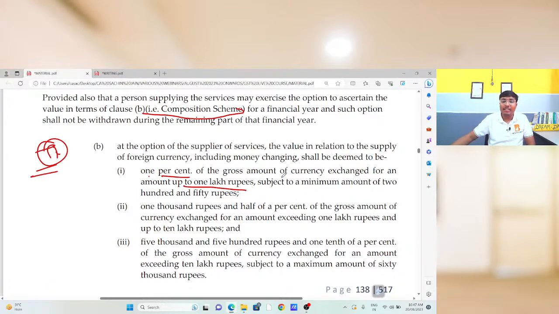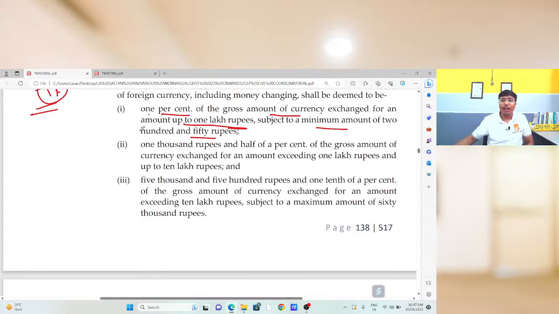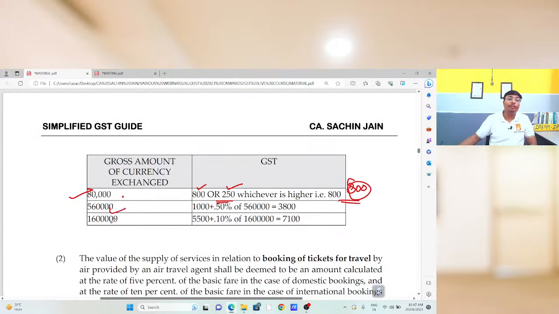So 1% of the gross amount of currency exchanged, for an amount up to 1 lakh rupees, subject to a minimum amount of 250 rupees. Suppose I want to convert 80,000. In that case, 1% of 80,000 is 800, or 250 subject to a minimum of 250, whichever is higher, so 800 rupees will be my value of supply. If I want to convert an amount more than 1 lakh rupees but up to 10 lakh rupees, in that case 1000 rupees plus half a percent of the gross amount of currency exchanged will be my value of supply. Suppose I want to convert 5,60,000 rupees into foreign currency. In that case, 1000 plus 0.50% of 5,60,000 rupees, that is 3,800, will be my value of supply.